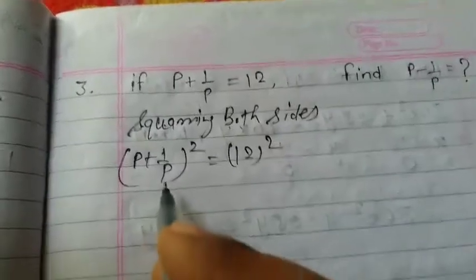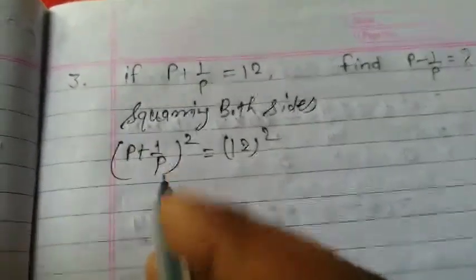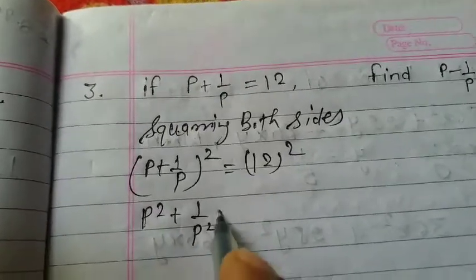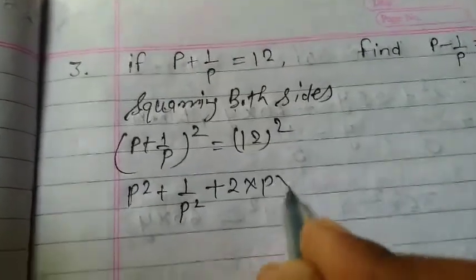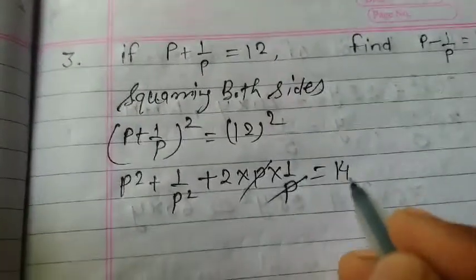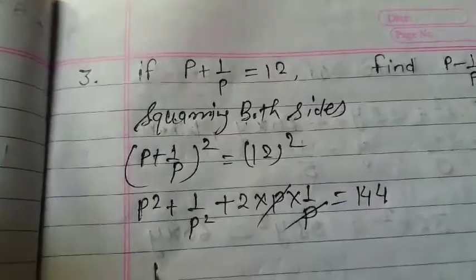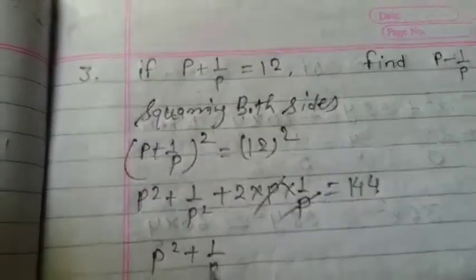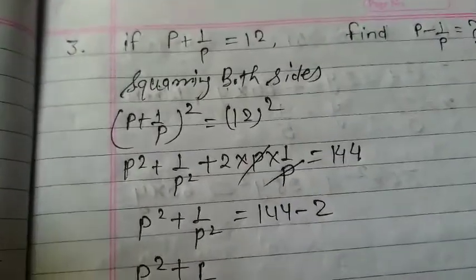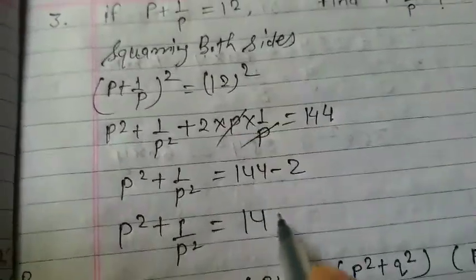Now open the bracket by using the identity (a plus b) whole square. It gives p square plus 1 upon p square plus 2 into p into 1 upon p. P and p cancel. 12 square is 144. Now p square plus 1 upon p square equals 144 minus 2. It gives p square plus 1 upon p square equals 142.